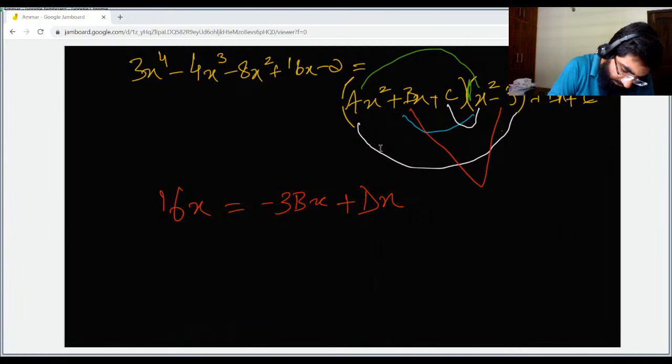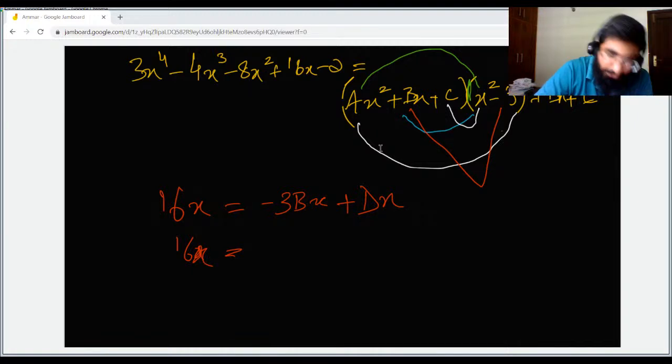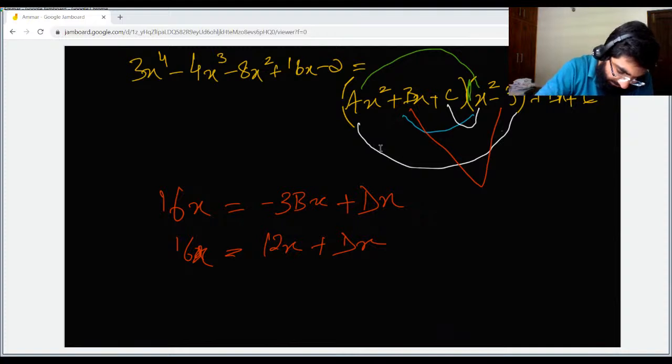So this gives me 16x is equal to minus 3 into minus 4, I'll have 12x plus dx. If I take x common, it will get cancelled out. I will get 16 is equal to 12 plus d, and d will be equal to 4.